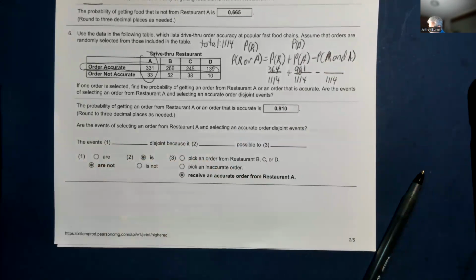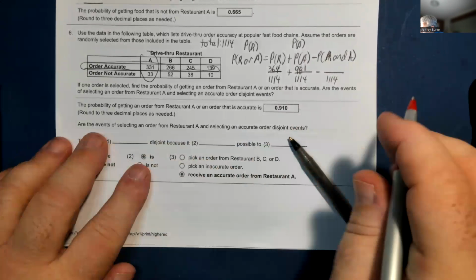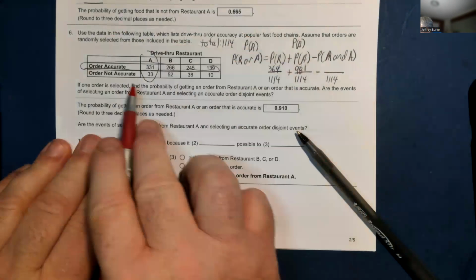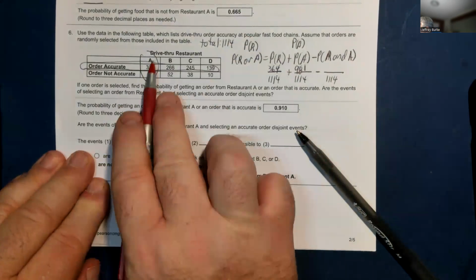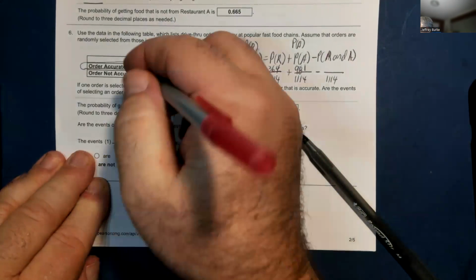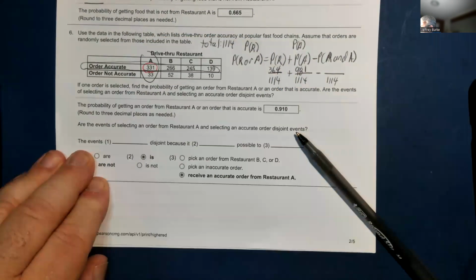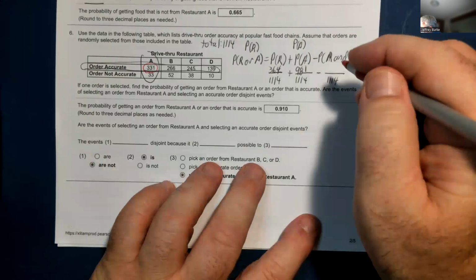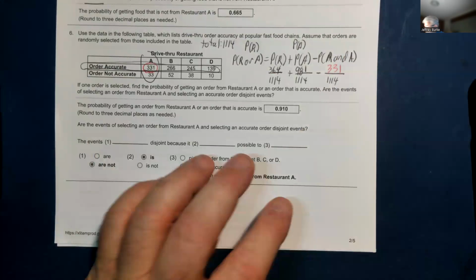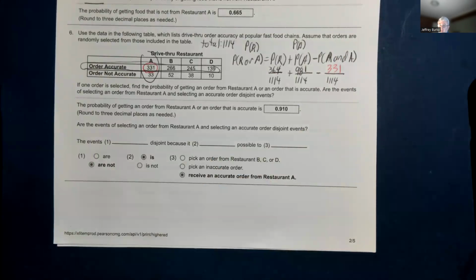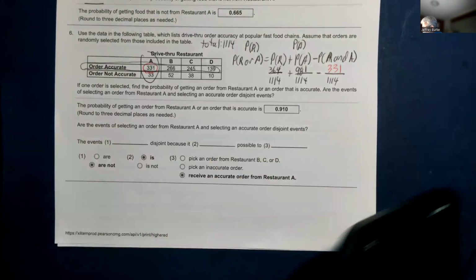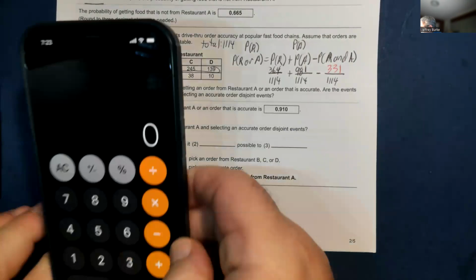And where that occurs is right here, because you'll notice that in the data, we've counted 331 across and we've counted 331 downwards, meaning that we've counted 331 twice. So we need to take that 331 away from the calculation, because that's an event in which not only are you getting an accurate order, but you're getting it from restaurant A also.